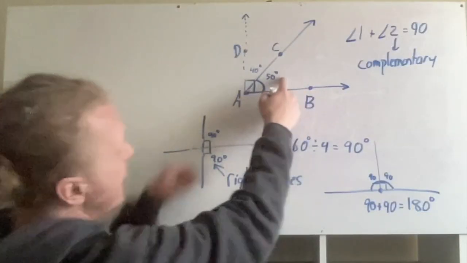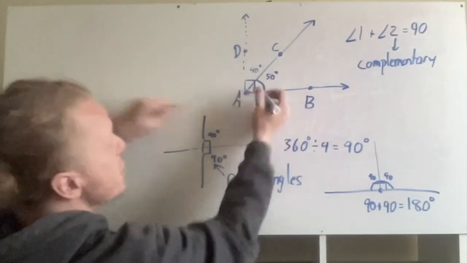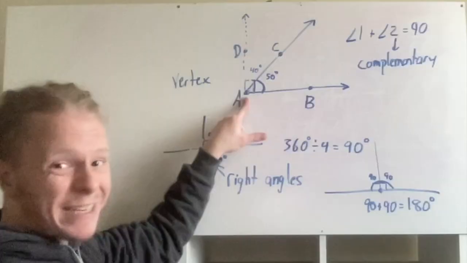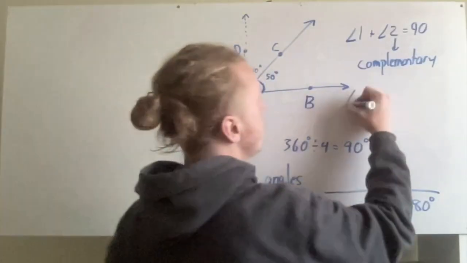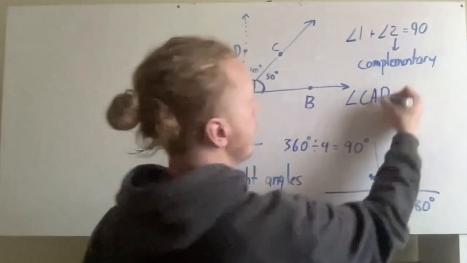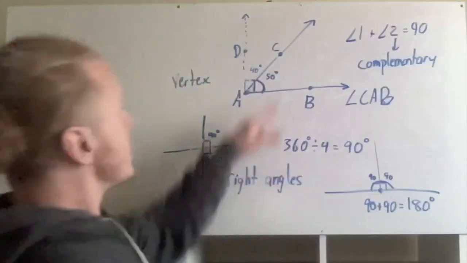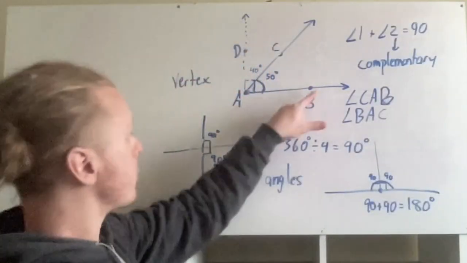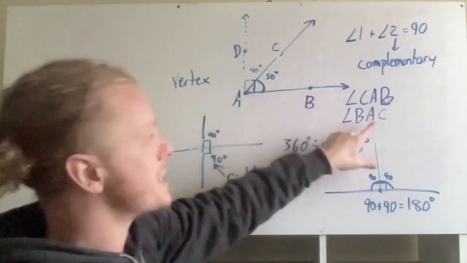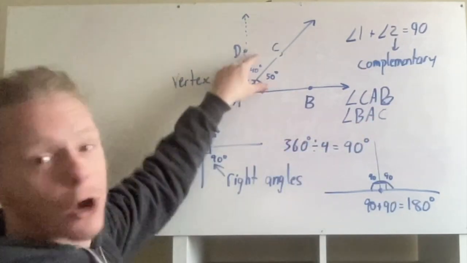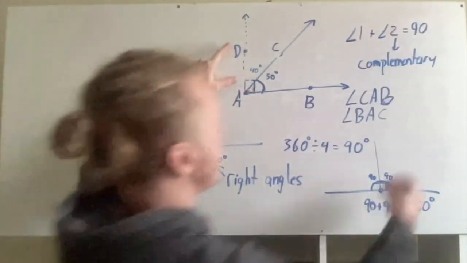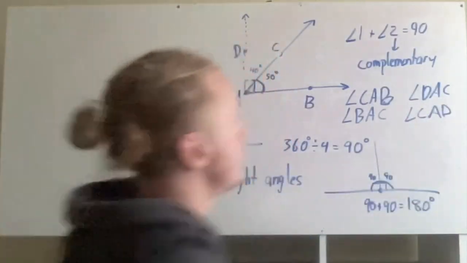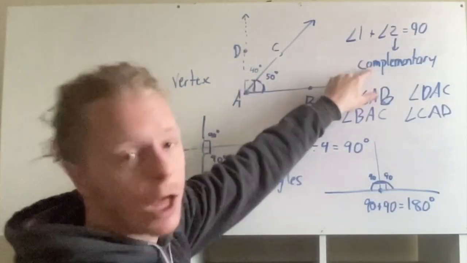This one here, we name it, and the point from which both the rays are going, we call it the vertex. The point that is the vertex always needs to be in the middle. So this here is angle CAB, or I could call it angle BAC. Either one is acceptable. BAC or CAB. But notice that the vertex A is always in the middle. So what would I call this angle here? Well, this is either angle DAC or angle CAD. But either way, these two together are complementary.